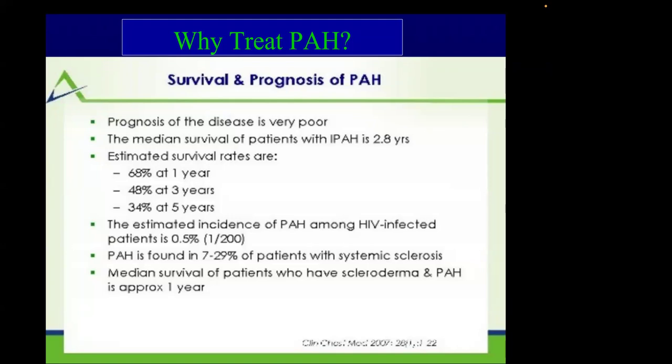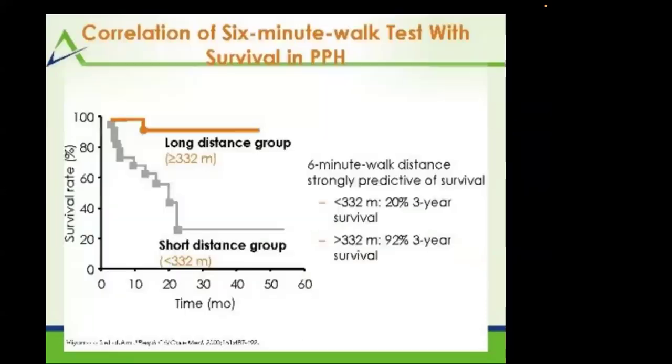The estimated incidence of PH among HIV-infected patients is 0.5%. PH is found in 7 to 29% of patients with systemic sclerosis. The median survival of patients who have scleroderma and PH is approximately 1 year.